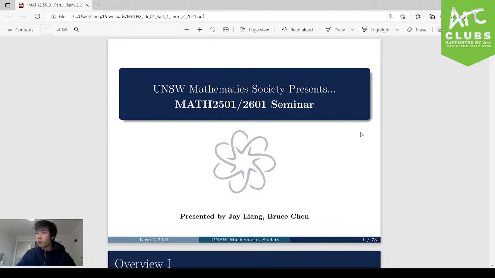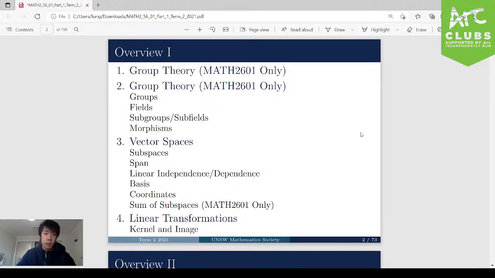So for the first part of Math2601, we'll be covering mainly 2 topics with me, and then I'll be handing it over to another member to cover the next 2 topics. So firstly, for my topic, I'll be covering group theory, which is only relevant to Math2601, and also vector spaces. Okay, so let's have a look.